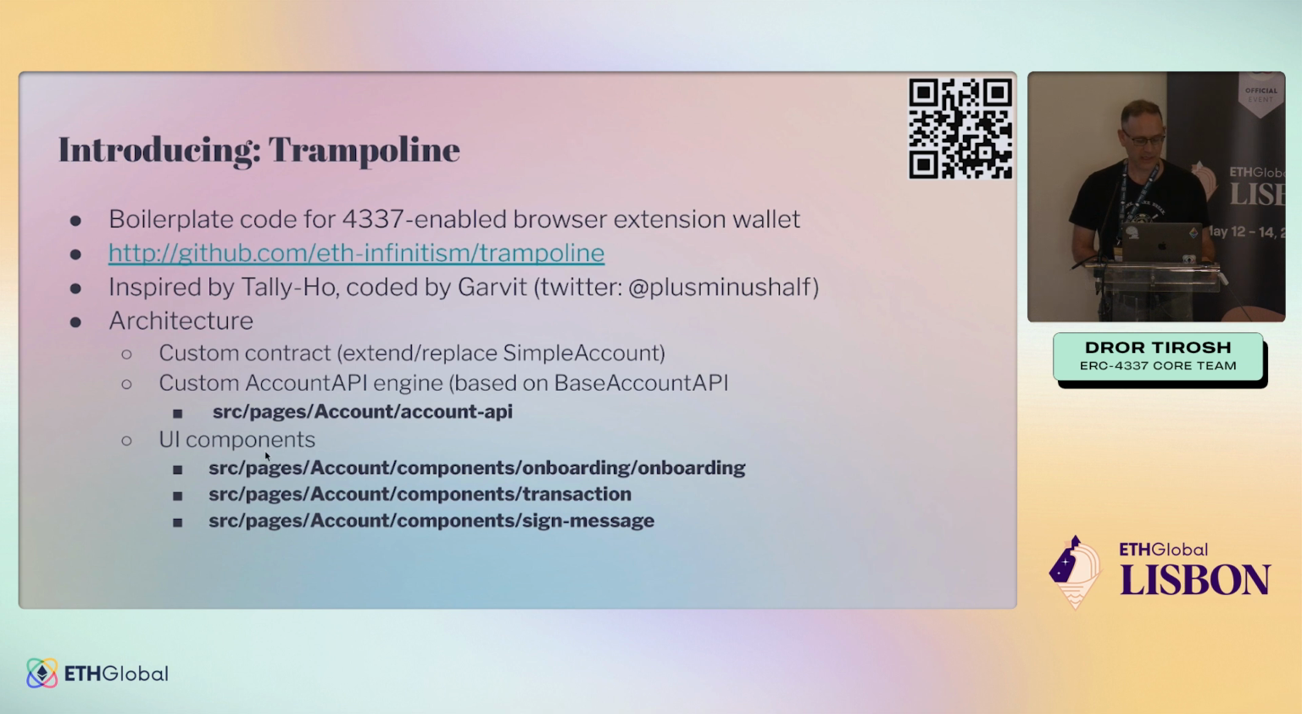So the Trampoline is built first with the account API. It's a wrapper contract, a wrapper JavaScript code. We'll see the API you need to implement for your contract account. And then there are 3 UI components, React components that you can use. One of them is the onboarding component that is called once when you create an account. The other is a React component that is executed every time you create a transaction. And the third is a React component for when the account attempts to sign.